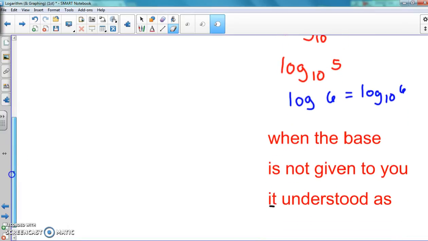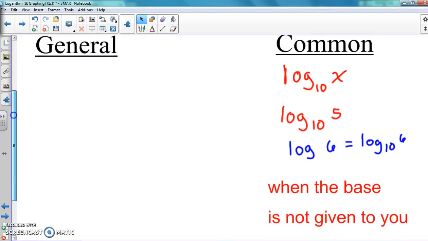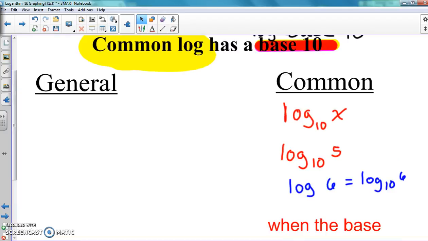So when the base is not given to you, it is understood to be base 10. They won't say, oh, use base 10. They're going to say common log, and you have to understand that means base 10. And when they don't give you a base, like right here in red, it is understood as base 10. So no base means base 10. Remember that.